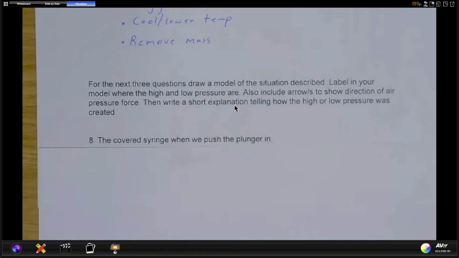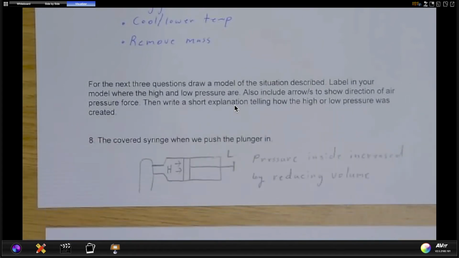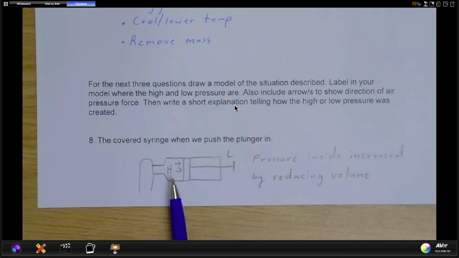So the first one is the syringe when we push it in and it's covered. So here's that picture, and you need to have all these things. Here would be high pressure on the inside, and we have force arrows. This is why when we let go of the plunger, when we pushed it in, it actually came out, because the force was pushing it out.